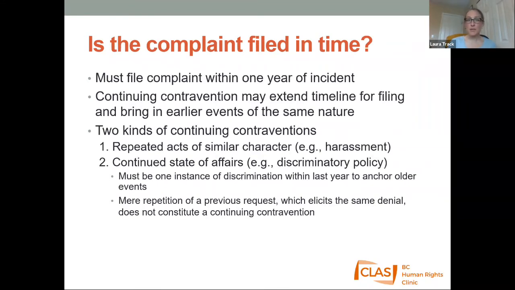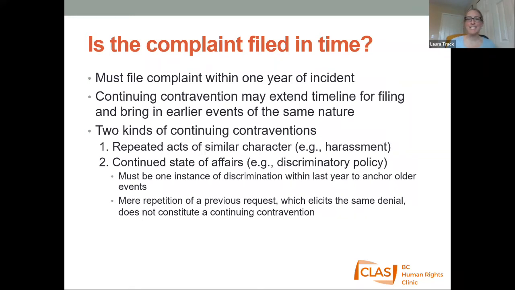After you tell your story, you'll be asked on the complaint form whether your complaint is filed in time. You must file your complaint within 1 year of the discrimination. It's a pretty strictly enforced timeline, and it can be quite difficult to get the tribunal to accept complaints that are filed later than a year after the event giving rise to the complaint. There are some situations, though, where the tribunal will accept older events, older allegations of discrimination.